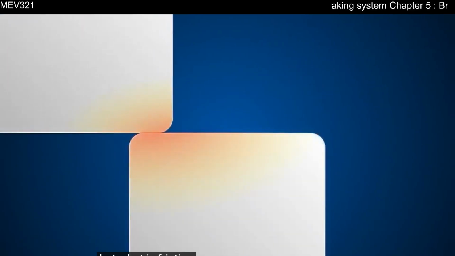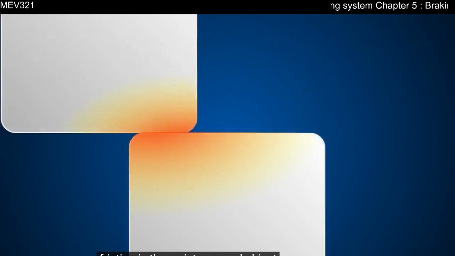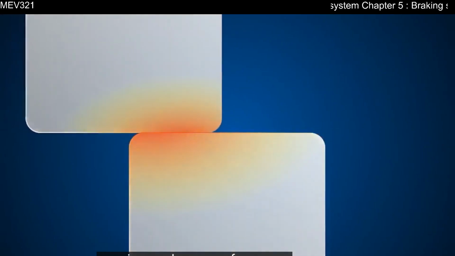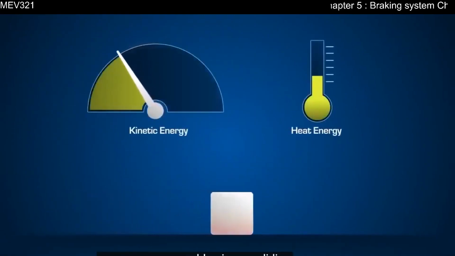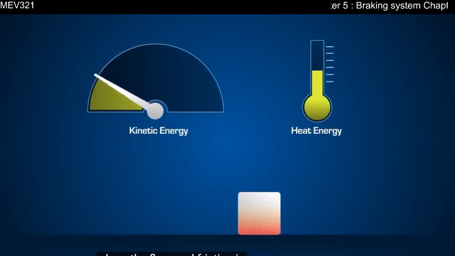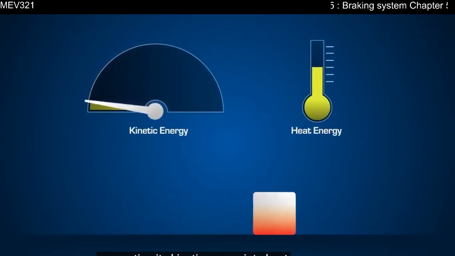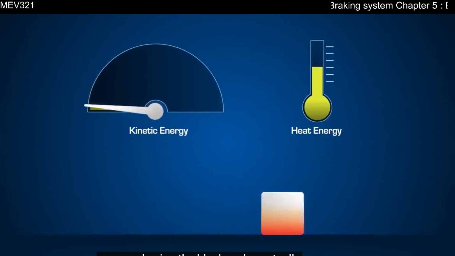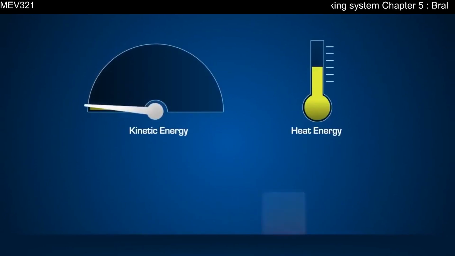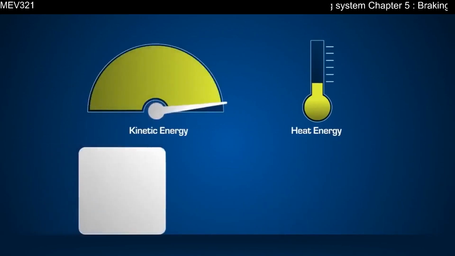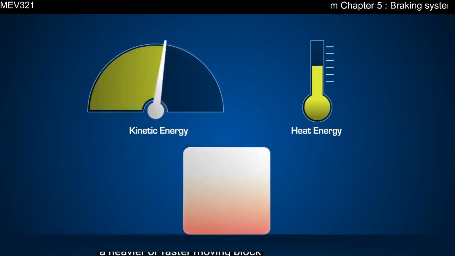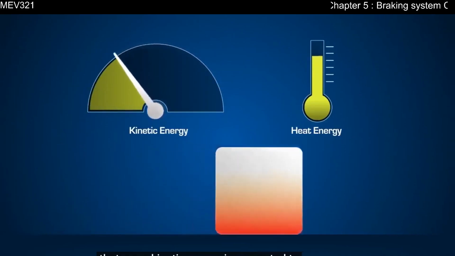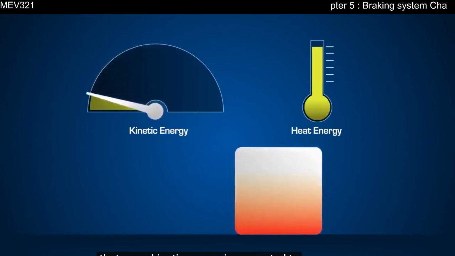Friction is the resistance an object experiences when one surface moves against another. As you can see, our block is now sliding along the floor, and friction is converting its kinetic energy into heat energy, slowing the block and eventually bringing it to a stop. A heavier or faster moving block possesses more kinetic energy. This means that more kinetic energy is converted to heat as friction slows the object.